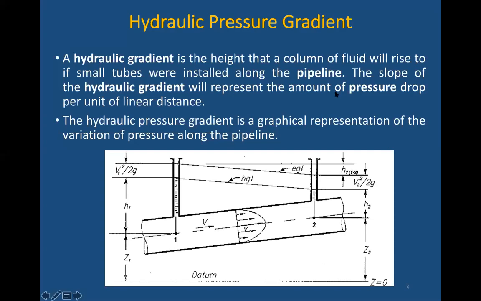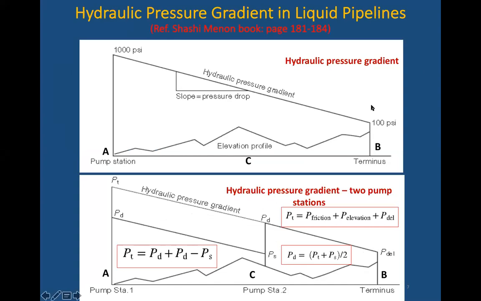Along the pipeline. So we'll use that in different cases to see how the pressure gradient will work. Okay, now if we take some example like pump station A and there's a terminus B, we'll see that this type of pressure gradient you can get. Okay, and now here there's a very good example. We have to deal with that.